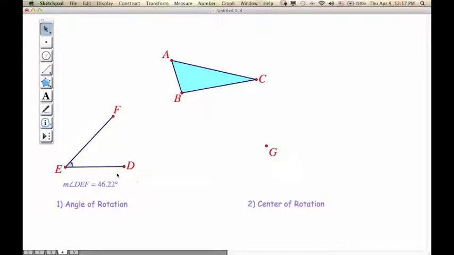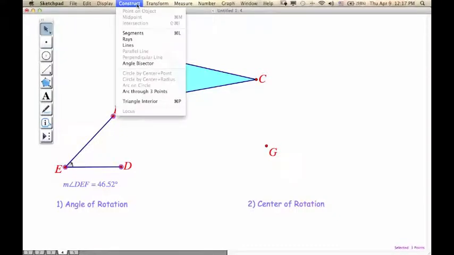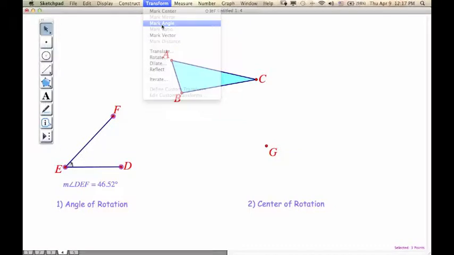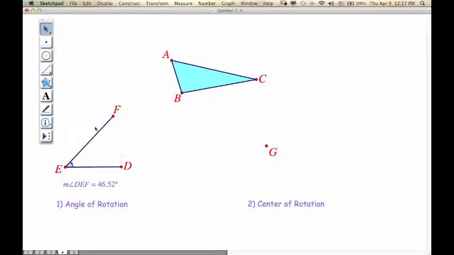I'm going from DEF, that means I'm actually spinning counterclockwise. If I chose FED, I would be going around this way. So let's see what happens. So to mark my angle, DEF, I'll go to transform, mark the angle. You saw that little flash there showing us which direction we're going around.